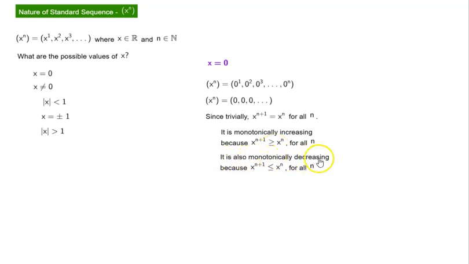Similarly, it is also monotonically decreasing because x to the power of n plus 1 is less than or equal to x to the power of n for all n. Again, less than is not applicable, but equal to is. This is a constant sequence with value 0. And its limit as n goes to infinity of x to the power of n is equal to 0 for x equal to 0. So this was pretty straightforward. And because it has a limit, therefore it is convergent. So that was our first case that we have addressed.